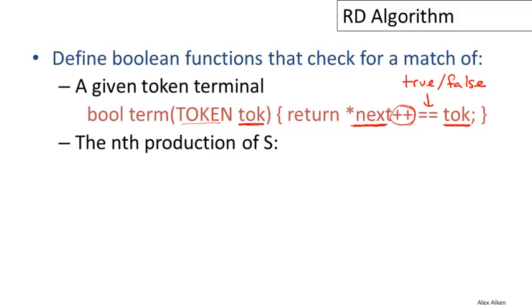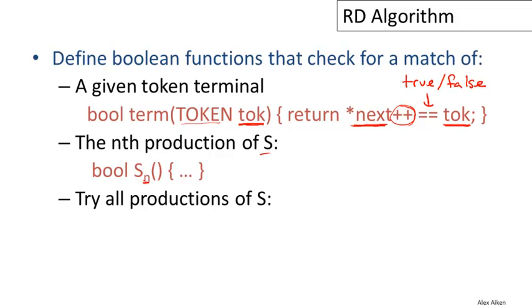Now, another thing we need to check for a match of is the nth production of S. So this is a particular production of a particular non-terminal S. And we'll denote that by a function that returns a Boolean, and it's written as S sub n. So this is a function that only checks for the success of one production of S. And I won't write out the code for that now. We'll see that in a minute. And then we're going to need another function that tries all the productions of S. So this one is going to be called just S with no subscript, and this one will succeed if any production of S can match the input.